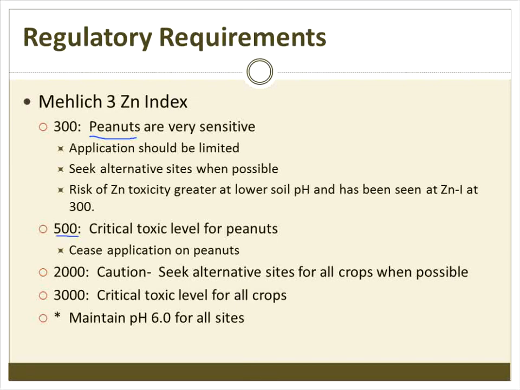When you get to a level of 500, and you're trying to grow peanuts, forget about it. You don't want to put any more manure nutrients or any more zinc out there on those particular fields. When you get up to 2,000 and 3,000, you need to start thinking about alternative sites. When you get to 3,000, you need to absolutely stop the application of zinc.